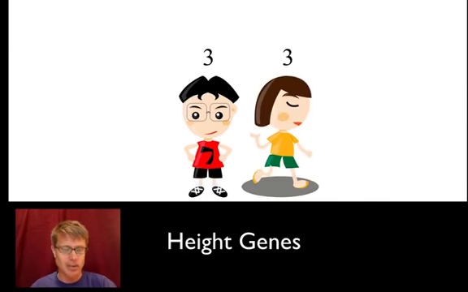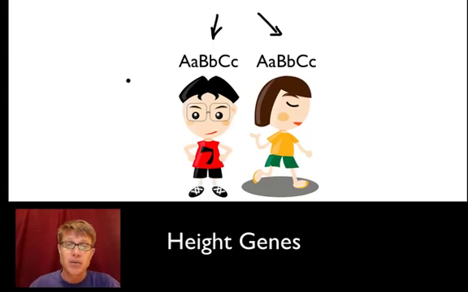So let's say we take a boy and a girl who are average, a boy and a girl who each have 3 height genes. Let's say they grow up, they have kids, and let's figure out what their kids are going to be like. What do I mean by 3 height genes? Well, this one is going to be for height genes A, B, and C. He has 1, 2, 3 of the tall genes, and she has 3 of the tall genes as well. Now, if he were big A, big B, big C, he'd be really tall, but he's not because he just has 1 of each of those.